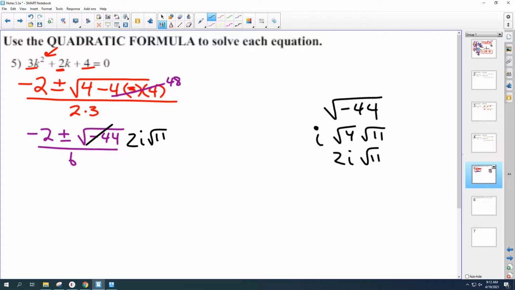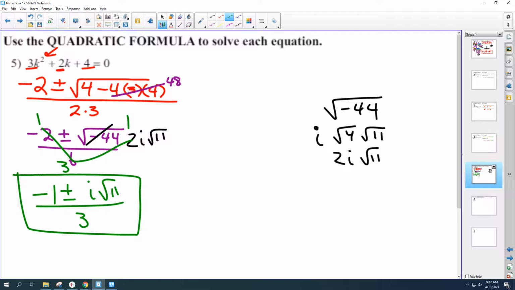At which point, the only other thing that I really need to do is cancel. I notice all three of these numbers are divisible by 2, so if I reduce that, I'm going to be able to reduce this into negative 1 plus or minus i times square root of 11 all over 3. And that's two answers, right? That's two answers because one of them is if you use the plus and one of them is if you use the minus. But that's your two answers.